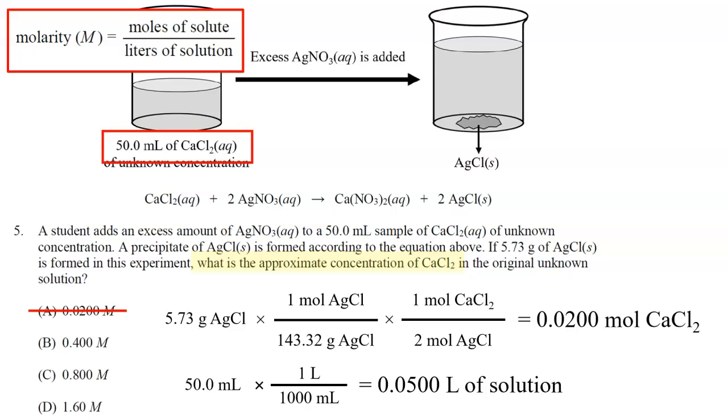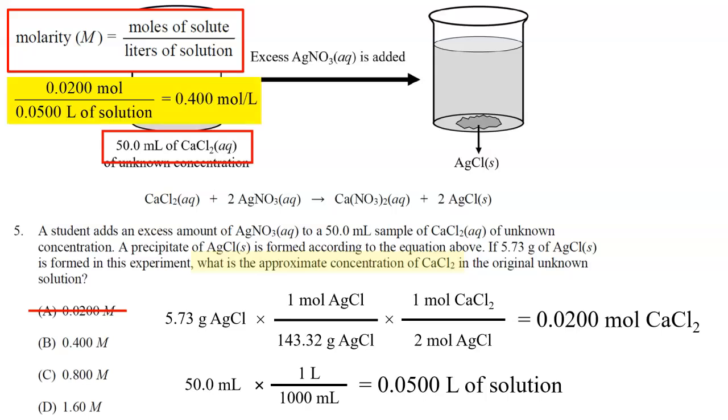So our final step to determine the correct answer to question 5 is to calculate the molarity of the calcium chloride. That would be 0.02 divided by 0.05. And this gives us a value of 0.4 moles per liter. So the correct answer to question 5 is choice B.